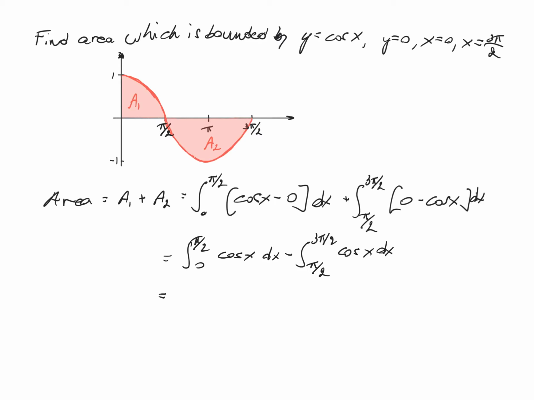If we solve this, the integral of a cosine is sine of x, so sine of x between the boundaries 0 and pi over 2 minus sine of x between the boundaries pi over 2 and 3 pi over 2. Then we see that sine of x in pi over 2 is 1, minus the sine of 0 is 0, minus, and then the sine of 3 pi over 2, which is minus 1, minus the sine of pi over 2, which is 1. So in the end, we get an area which is equal to 3. So the red area is equal to 3.